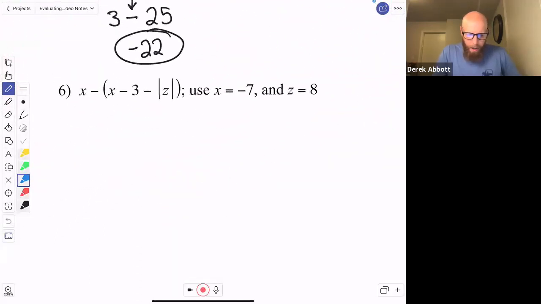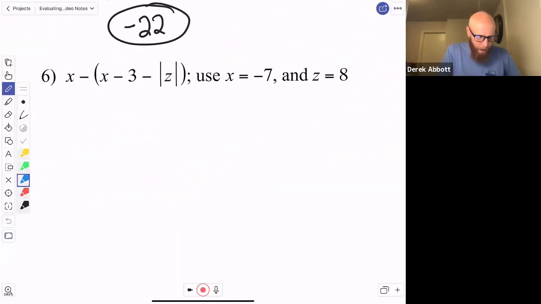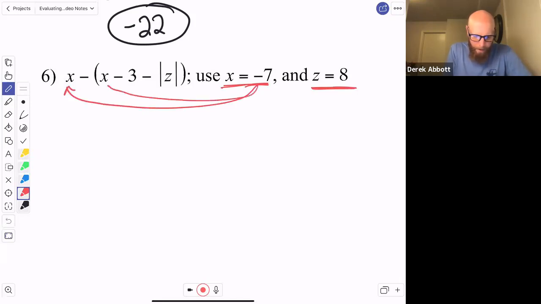All right, last one real quick. I'm just going to zoom right through this. Let's see if we can get it done. Again, go ahead and pause it, give it a shot if you want. That way you can see how you're doing on it. So we're going to plug a -7 in there, a -7 in there, a +8 in there. Anywhere we see those things, we're just going to plug those things in.